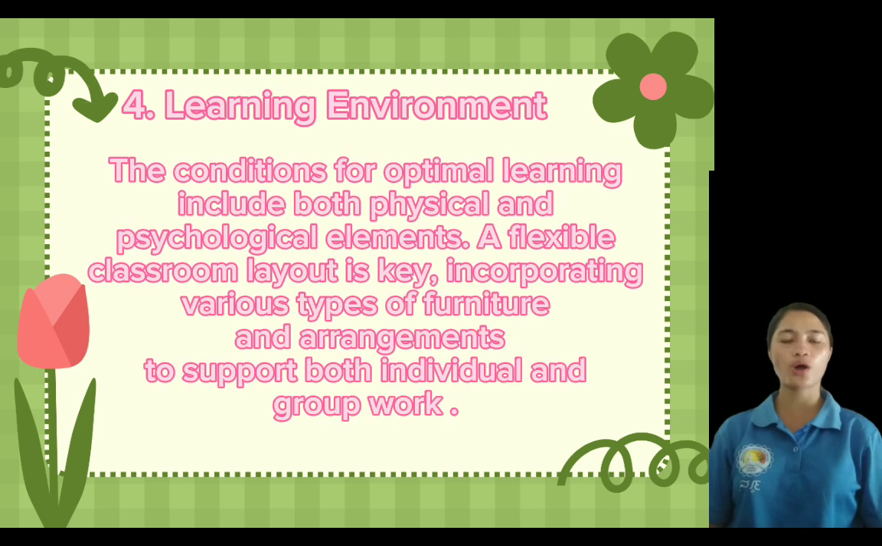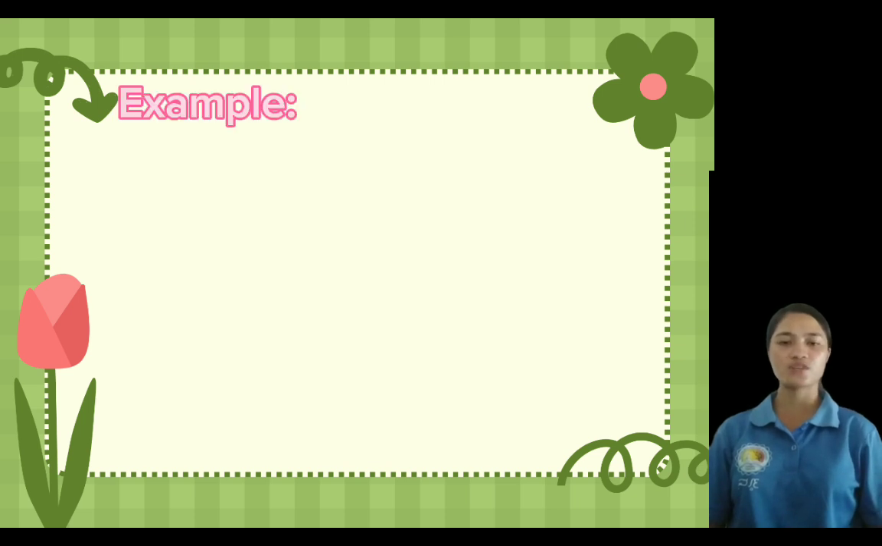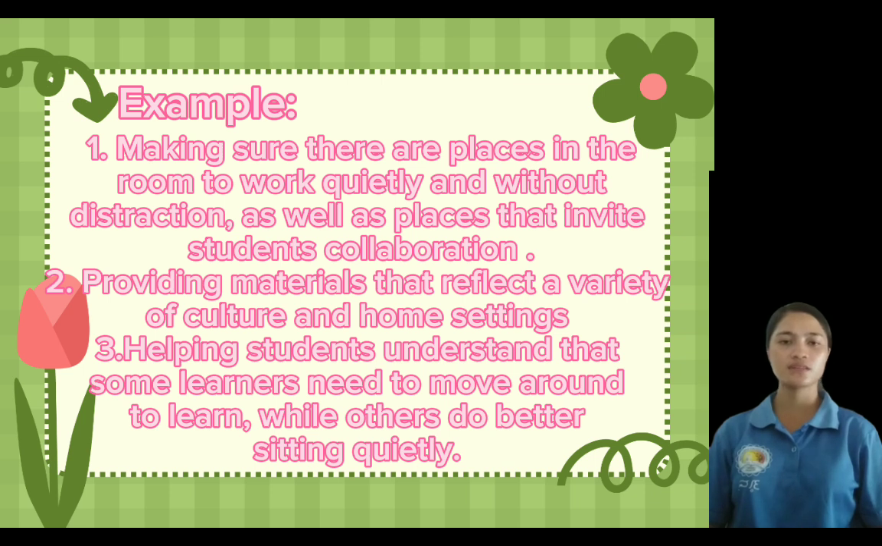The conditions for optimal learning include both physical and psychological elements. A flexible classroom layout is key, incorporating various types of furniture and arrangements to support both individual and group work. Psychologically speaking, teachers should use classroom management techniques that support a safe and supportive learning environment. And these are the examples of differentiating environment.